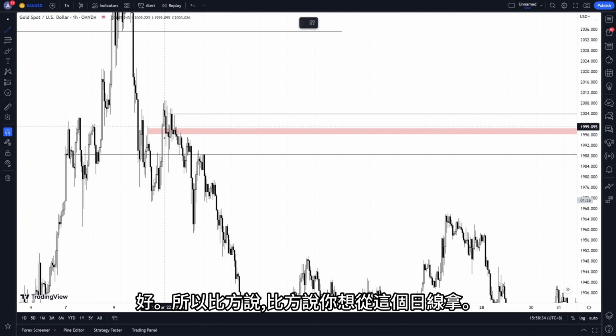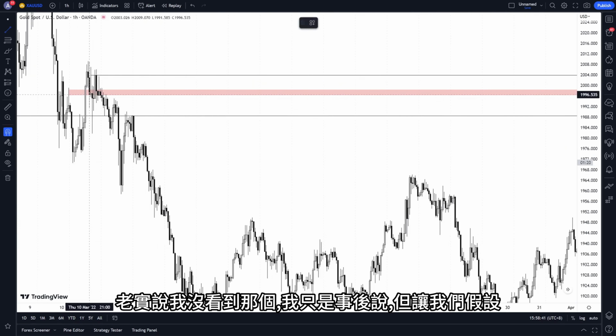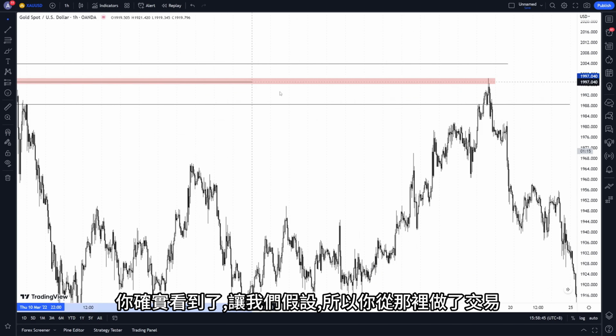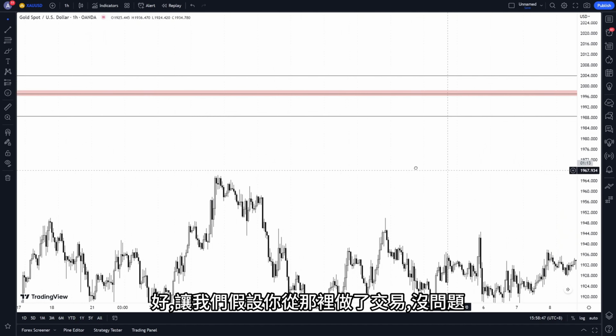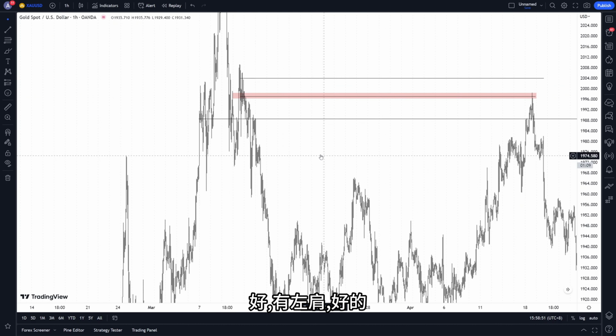We do have ourselves a left shoulder right here. Okay, so let's just say you wanted to take it from this level. I didn't see that, to be honest with you. I'm only saying this in hindsight, but let's just assume that you did see it. So you took a trade from there. No problem. Okay, this is a left shoulder.